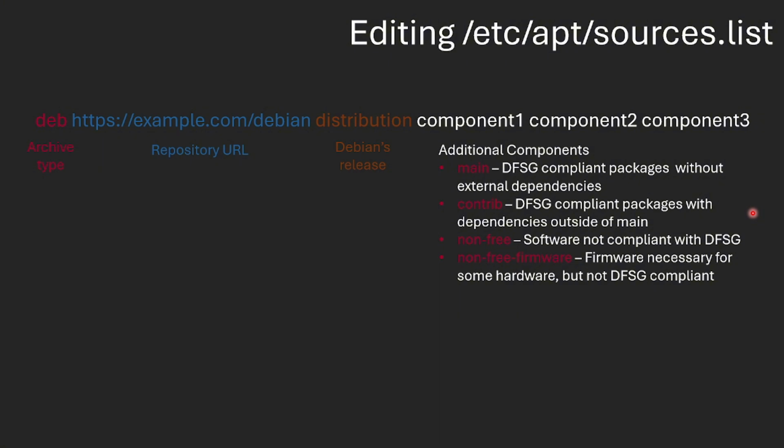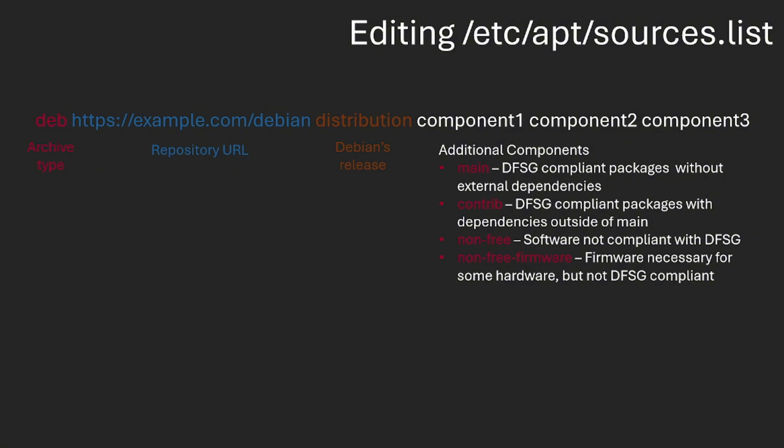Overall, it's what the repo contains. The DFSG compliant packages will be in main if there are no external dependencies, and contrib if there are. Non-compliant software goes in non-free, and non-free firmware means firmware that's necessary for some hardware, but not DFSG compliant.